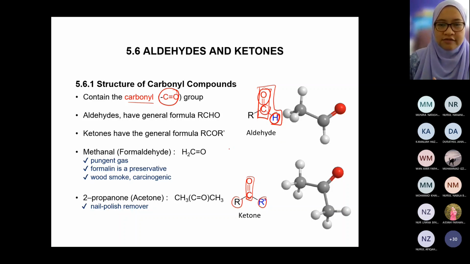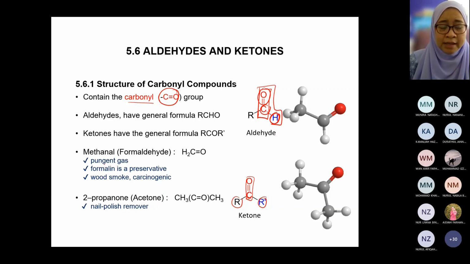Okay, alright. So that's the difference between aldehyde and ketone. Satu duduk dekat terminal tepi, the other one duduk dekat between the carbon. Okay, so example of aldehyde is methanal. Methanal is also known as formaldehyde. So this formaldehyde is very dangerous. Okay, it has pungent gas.